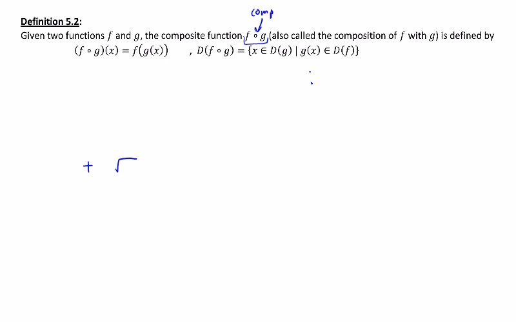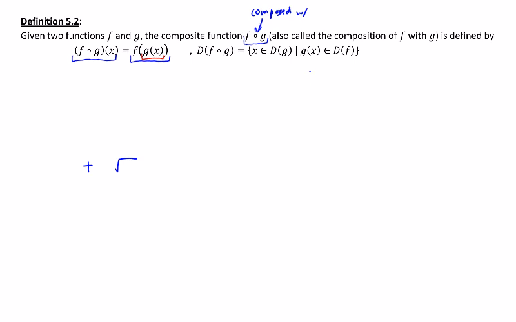So f composed with g is how we're to interpret that. It can also be called the composition of f with g, and it is defined by embedded function notation. So every time you see f composed with g of x, that is the function notation for f of g of x. So you're going to be taking the result from g and you're going to be using it as the starting value for f.